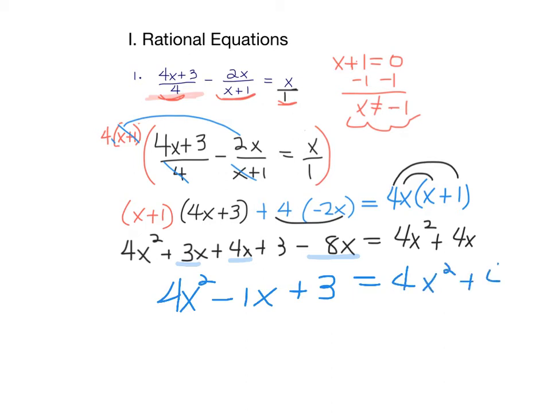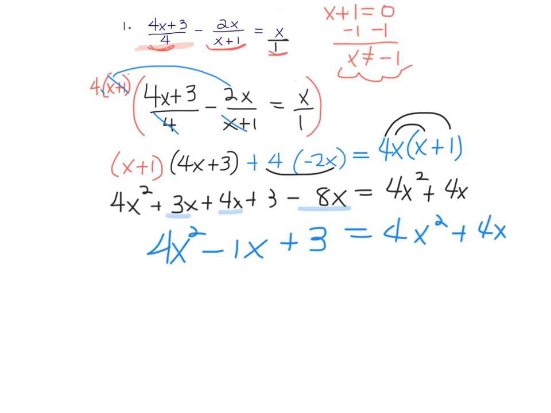So now that I've combined all like terms on the left, nothing to combine on the right, now I can start grouping things together. So I'm going to try to move my x squareds together. Notice the 4x squared cancels on both sides.